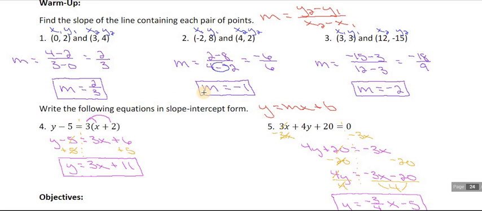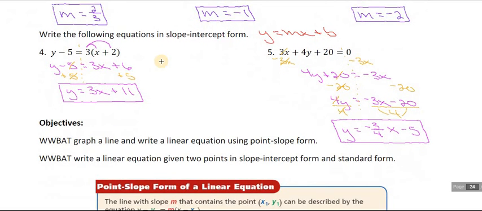4 and 5, if we are writing these equations in slope-intercept form, first of all, in number 4, there's parentheses there. So to get rid of the parentheses, we distribute. So we have y minus 5 equals 3x plus 6. To then get y completely by itself, we need to get rid of that minus 5 by adding 5 to both sides. Notice how I put the plus 5 underneath that positive 6 on the right-hand side when I added it, because those are like terms and can go together. So we end up with y equals 3x plus 11.